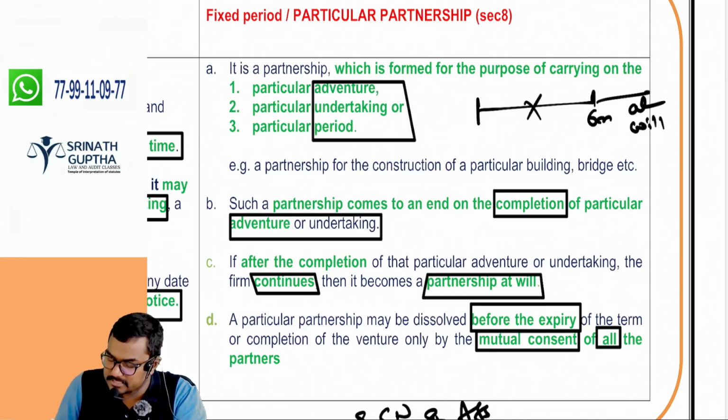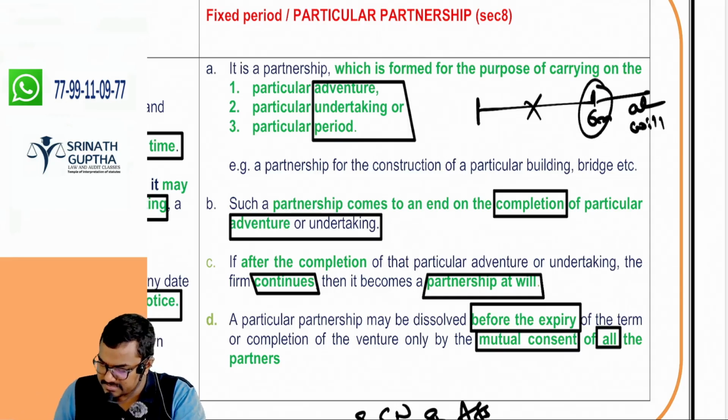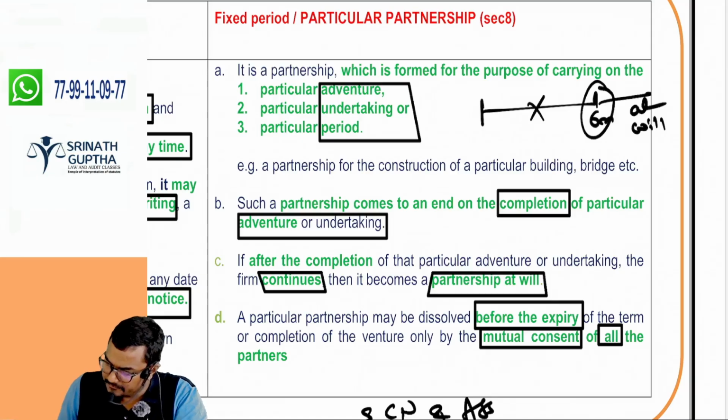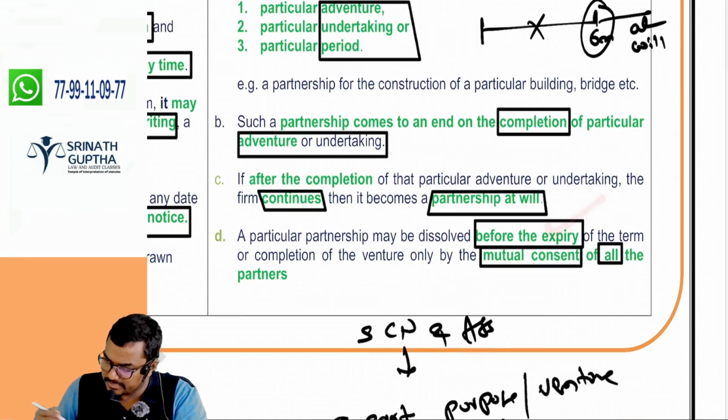Partnership is formed for 6 months. Can I close it before 6 months? Yes, with the consent of all the partners. Generally, it comes to an end on completion of the 6 months. If it continues, it will become a partnership at will. It can also be closed before the expiry of the 6 months with the consent of all the partners.